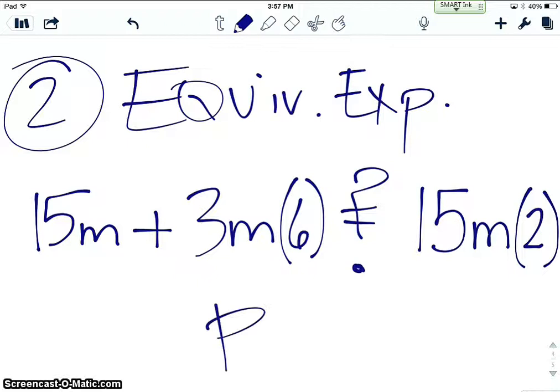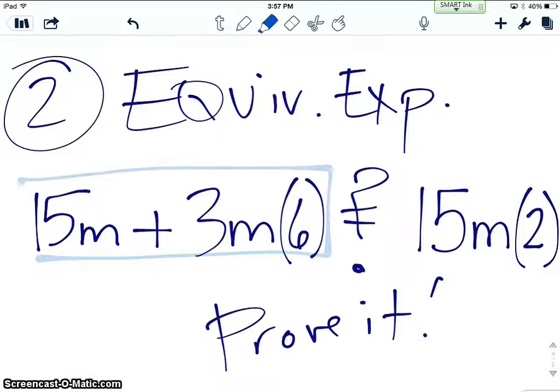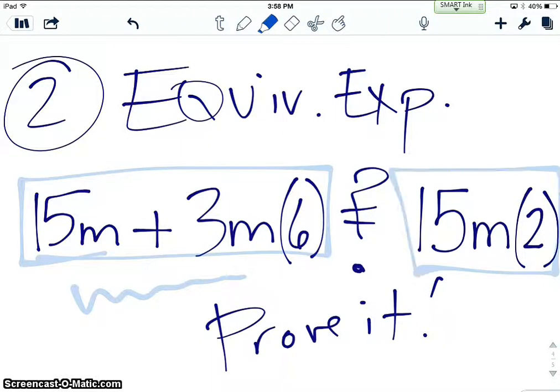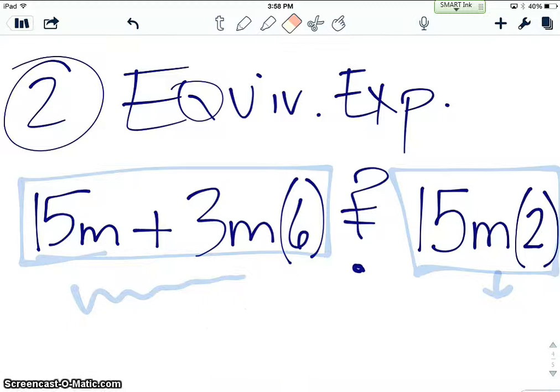And I want you to prove it. So what I notice on both sides is that there's two terms, and things could be simplified. So I could simplify this thing. And if I look at over here, this algebraic expression, there's just one term, but it could still be simplified. So that's what I'm going to do. I'm going to simplify both sides and see if they're equivalent, see if they're the same thing, fully simplified.